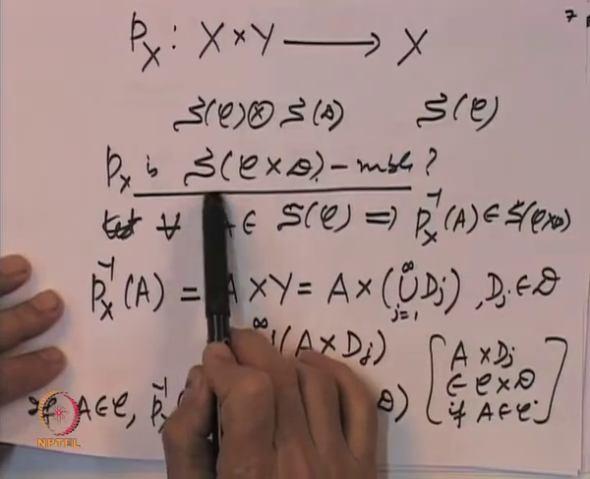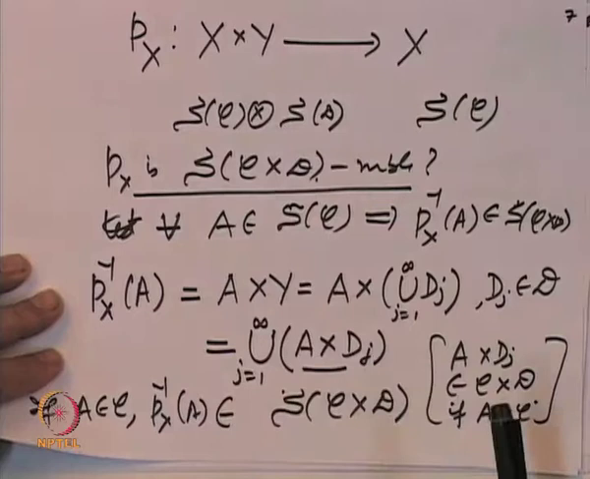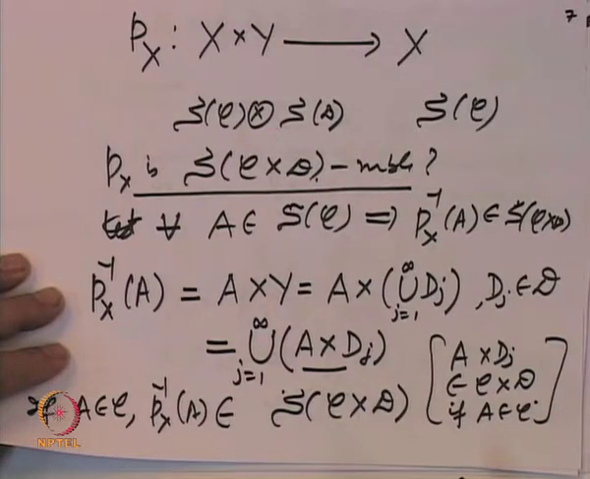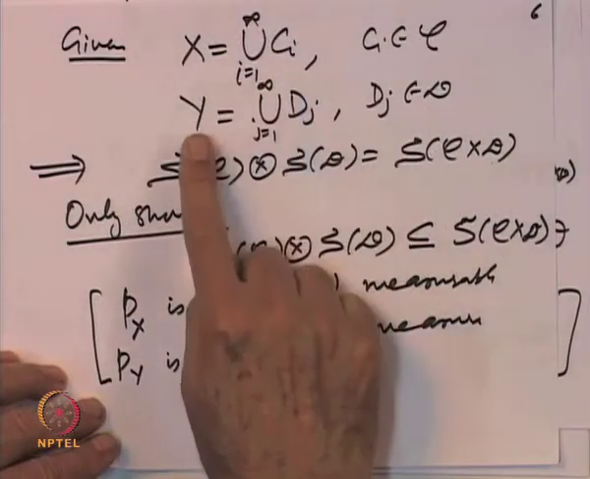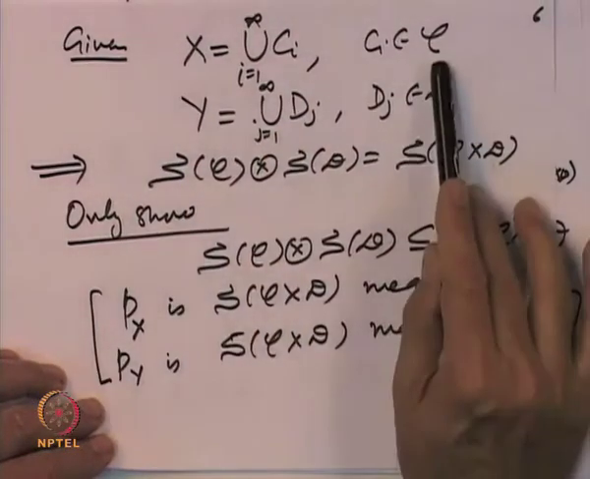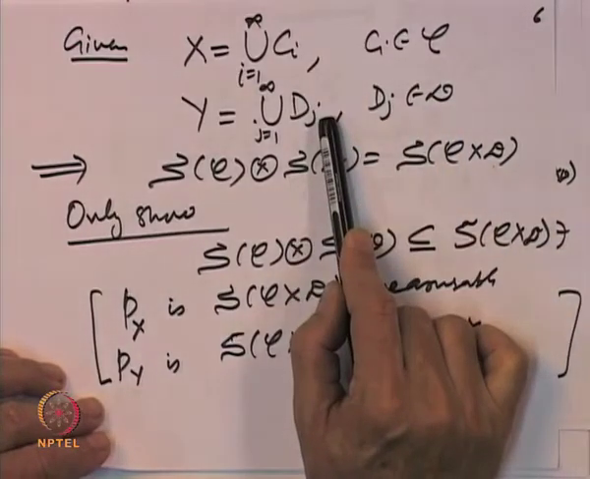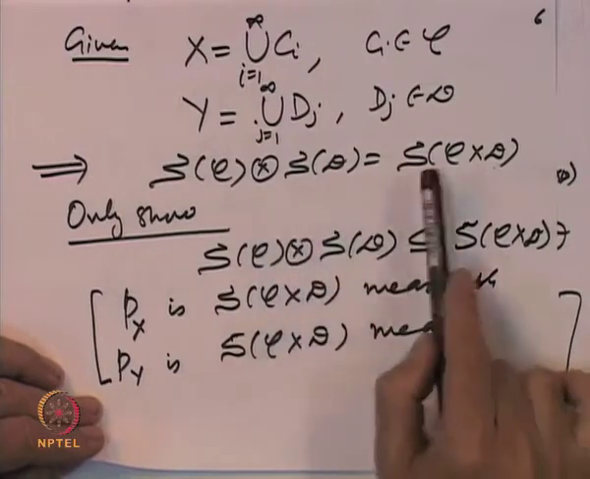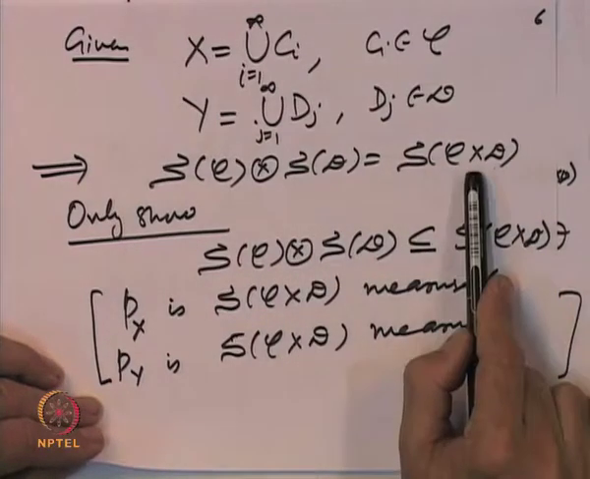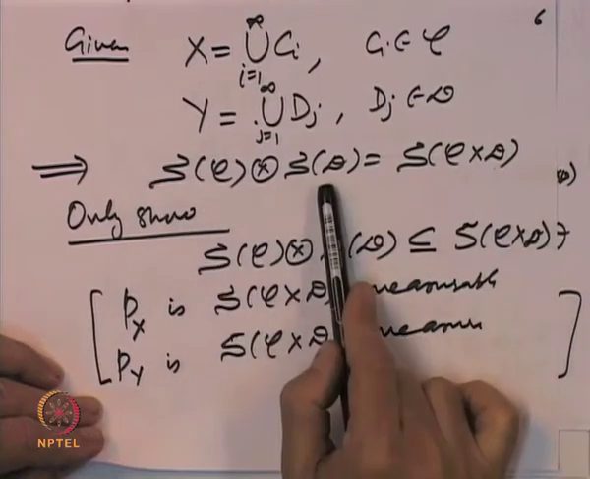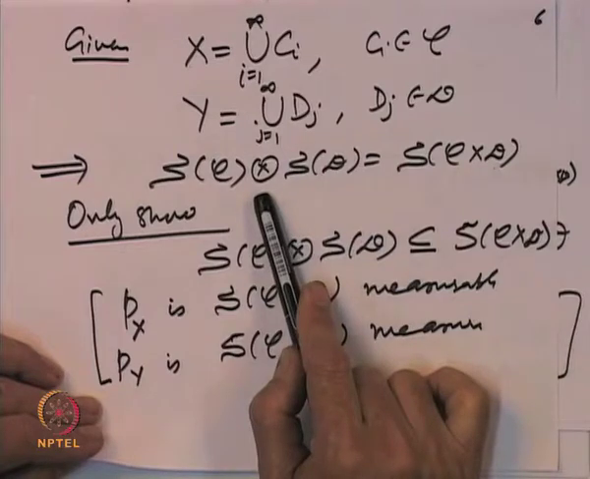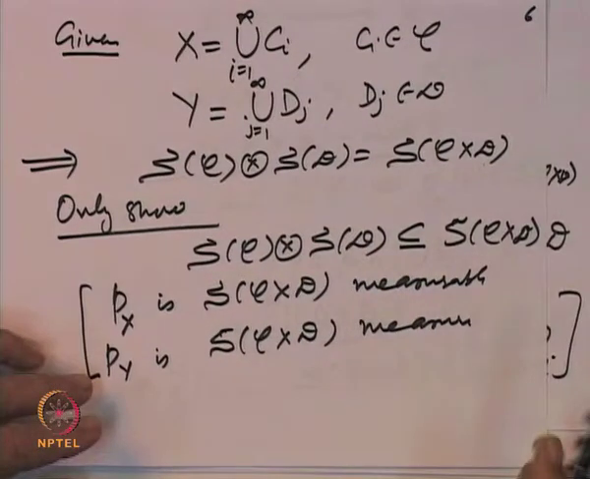So, that will prove that S(C × D) includes the sigma algebra S(C) × S(D). So, that is how we prove that whenever the families C and D have the property that X is a union of C_i's and Y is a union of D_j's, where the C_i's are in C and the D_j's are in D, whenever this property is true, then whether you take the classes C and D and take the rectangles and generate the sigma algebra, that is going to be the same as generating the sigma algebras first and then taking the product sigma algebra.